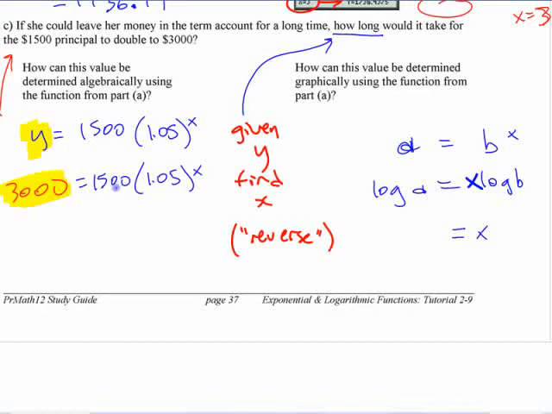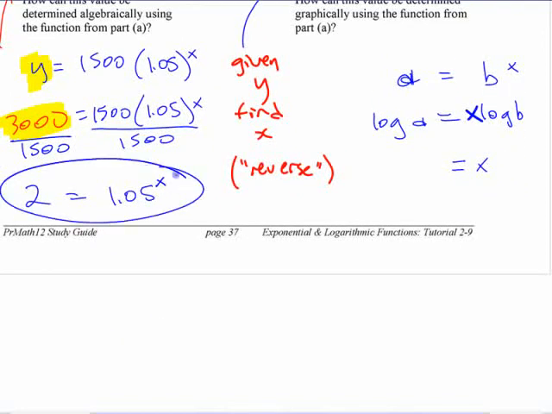Yeah, you could divide. One way is to divide by 1,500 first. Don't think that, okay, this is the only way I can deal with it. But that's one way. You can divide it because then you'd have 3,000 over 1,500. Or in other words, you'd have 2 equals 1.05 to the x. You don't need the brackets anymore if you get rid of that 1,500. Then it looks like what it looked like over there, right? Now you can solve it the same as it was over there.